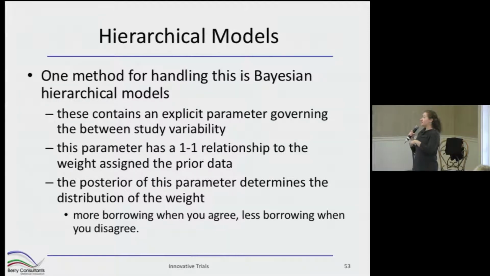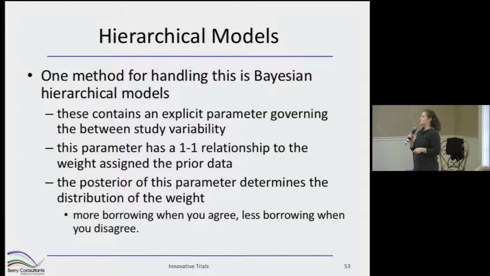And this parameter that actually measures that variability has a direct relationship to how much weight we assign. So if the variability is small, so if our current data looks a lot like the historical data, we have small variability, the model's going to borrow a lot, and we're going to make heavy weight on that historical data. But if that parameter for the study variability says these two studies differ very widely, then that means we're going to have a smaller weight on the historical data. So in the model, as we estimate this parameter, and we do that through Bayesian methods, we get a posterior distribution that determines the weight.